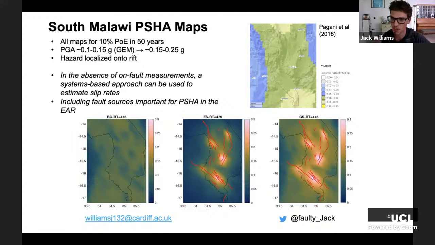But you can see that it's pretty much a uniform hazard across southern Malawi, whereas in our maps, I think, we're doing a much better job of showing how the active faults are big contributors to hazard in this region. And just to emphasize, this is a region of about 8 million people living with very fast population growth. I think it's very important that this community starts thinking about how we can use faults in PSHA in East Africa more.